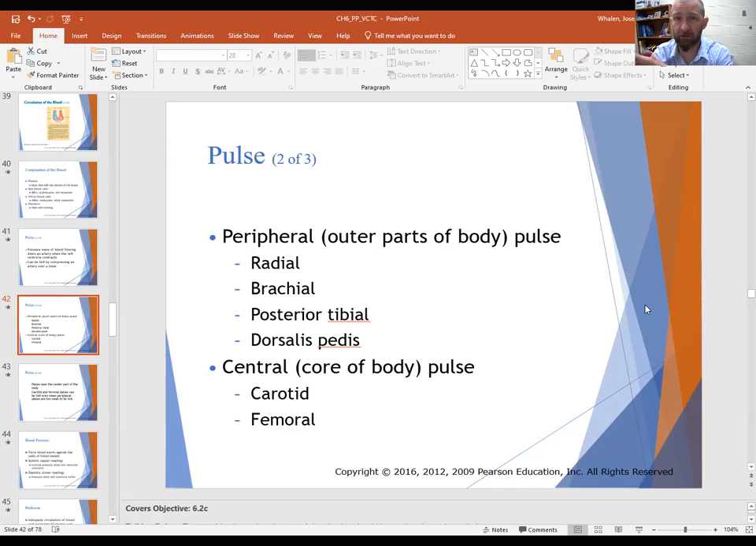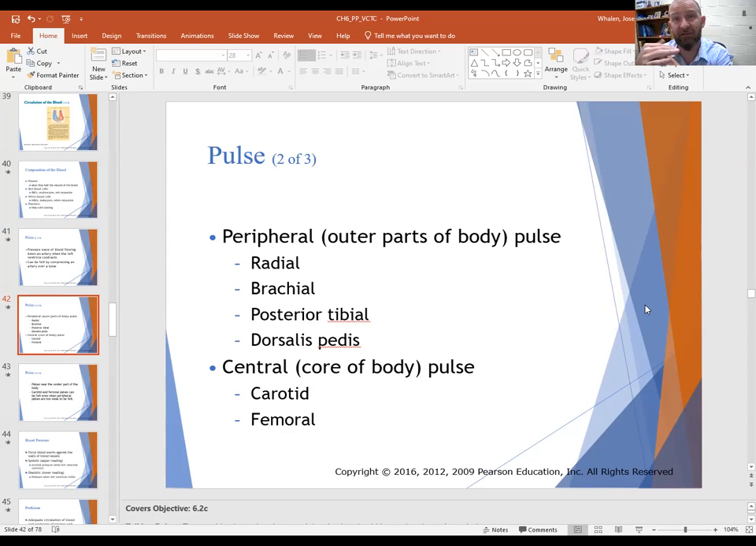Now we have two in the lower extremities here. First we have the posterior tibial. This is located on the posterior aspect of your medial malleolus. Okay, so those bumps on the insides of your ankle, on the back side of those bumps is where we can feel the posterior tibial pulse. The posterior aspect of the medial malleolus.